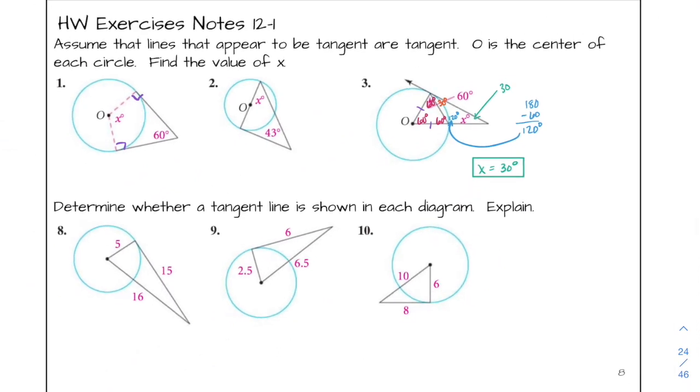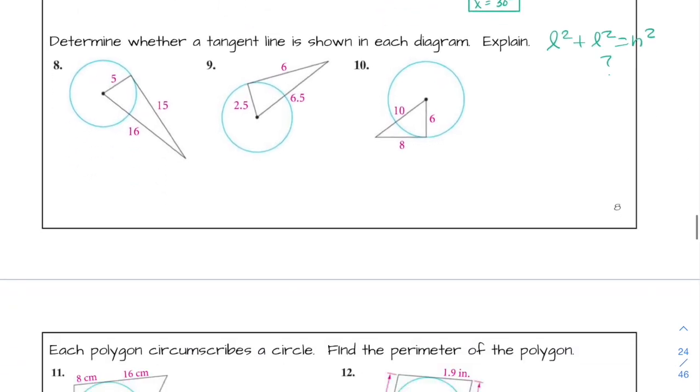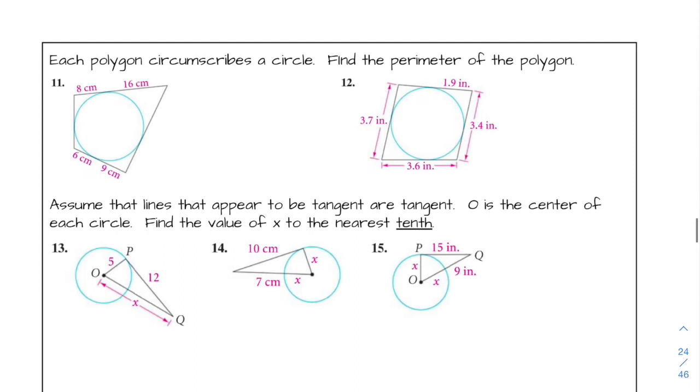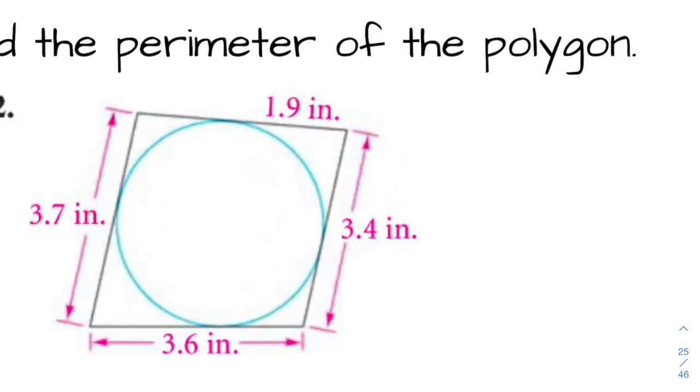These you're going to use the Pythagorean theorem for, right? We're going to do L squared plus L squared equals H squared, see if it works. These perimeter ones, you know what we didn't do? We didn't do one like number 12. So in number 12, I'm going to first mark the pieces that I know are congruent. So this one, and this one.